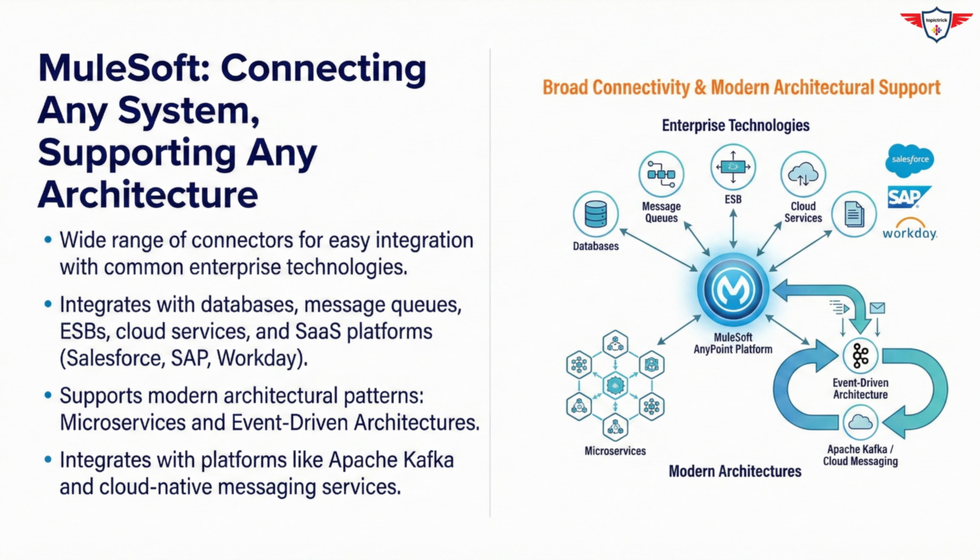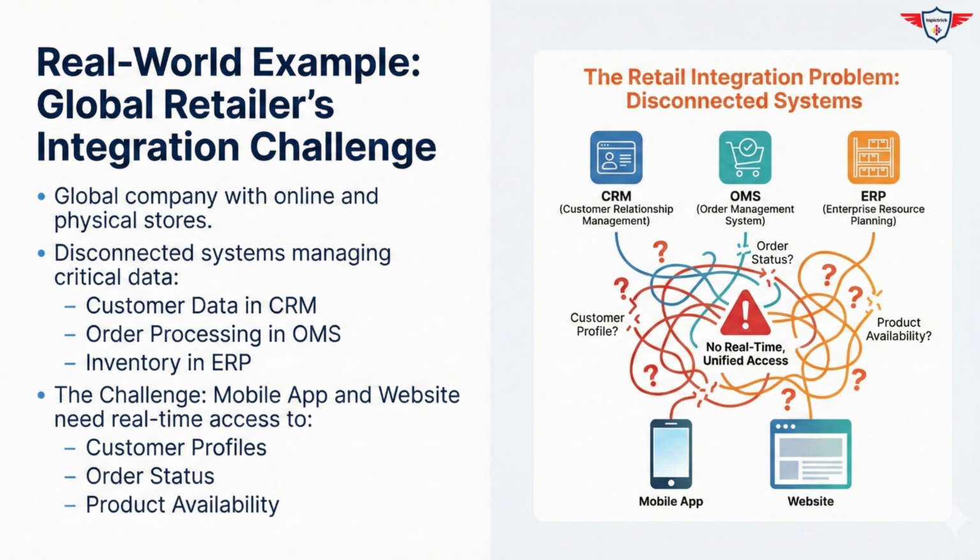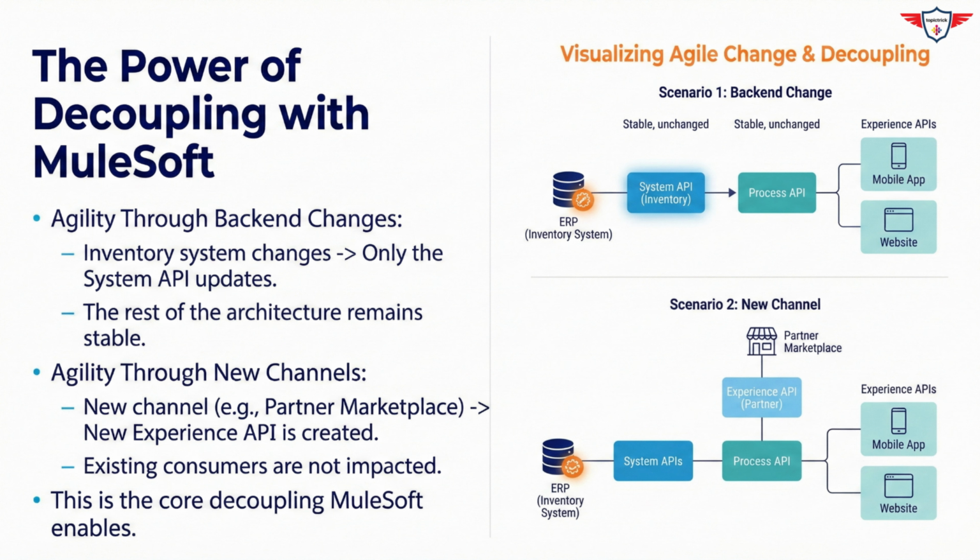A real-world example helps illustrate this. Consider a global retail company with online and physical stores. Customer data lives in a customer relationship management system. Orders are processed in an order management system. Inventory is tracked in an enterprise resource planning system. The mobile app and website need real-time access to customer profiles, order status, and product availability. Without a structured integration platform, each application might connect directly to each back-end system. This quickly becomes fragile. With MuleSoft, the company can expose system APIs for customer, order, and inventory data.